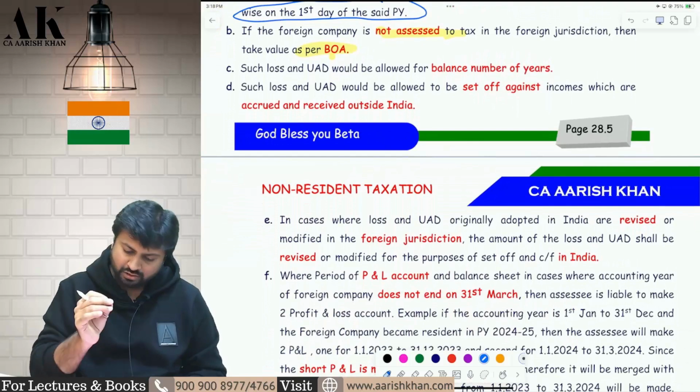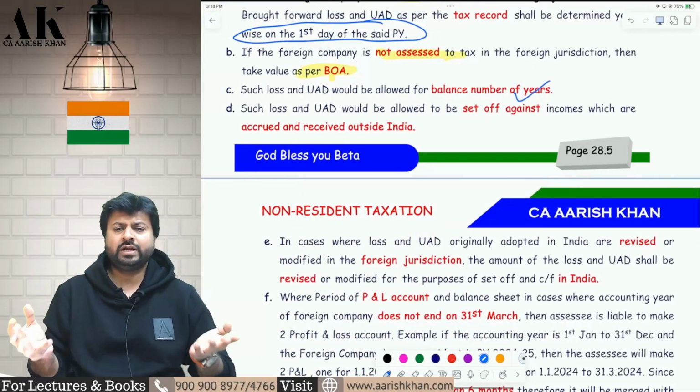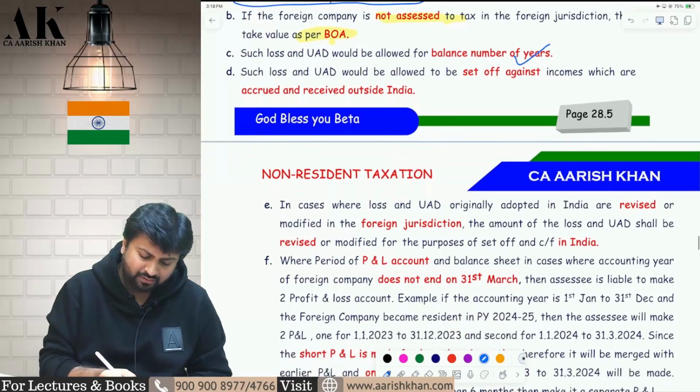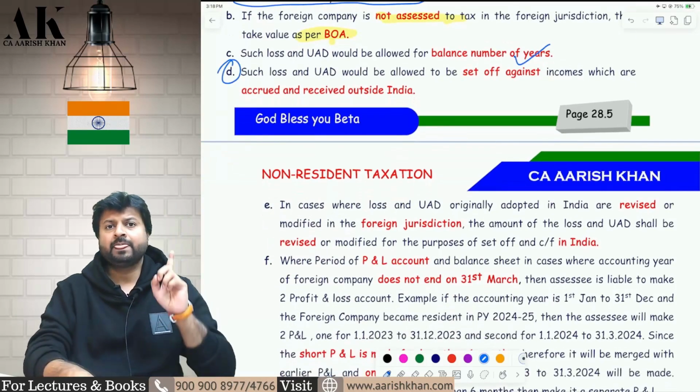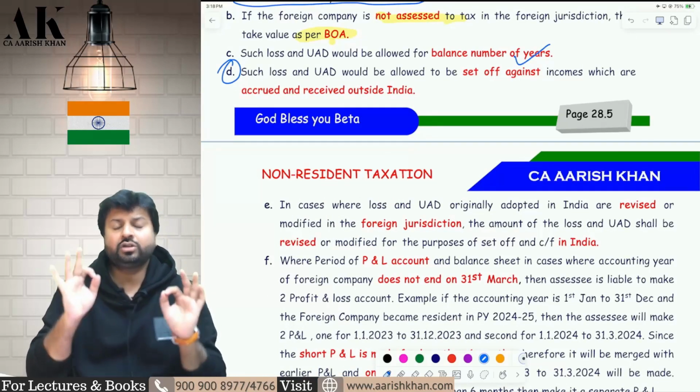What about UAD? UAD will be allowed obviously for an infinite number of years. For UAD, there is no limit under the income tax law. Now, one of the most important points is point number D. Against what can this loss and this UAD be set off? That you need to be very careful.